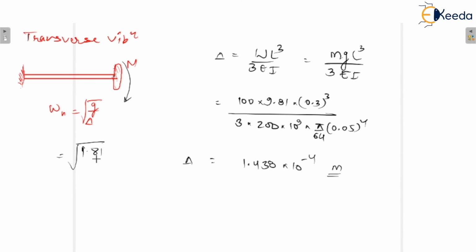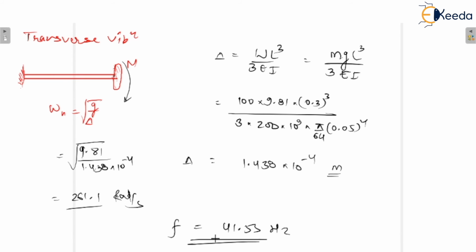so it would be 9.81 also. If you consider delta in mm, then you must put the value of g in mm also. That is 1.438 multiplied by 10 to the power minus 4. So it would be 261.1. This is in radians per second. But when you solve this in terms of frequency in hertz, it comes out to be 41.55 hertz. Okay, so that is the answer.